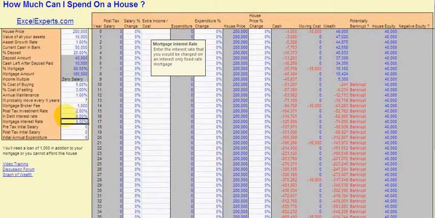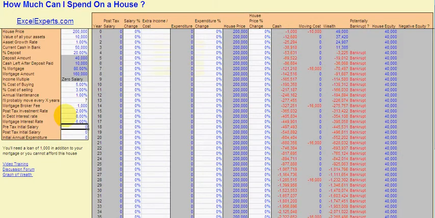Mortgage interest rate, let's assume 6. This is March 09, and interest rates have come down a lot, but mortgage rates are still fairly high. You may have locked into a rate, or maybe transferring a rate from another lender.